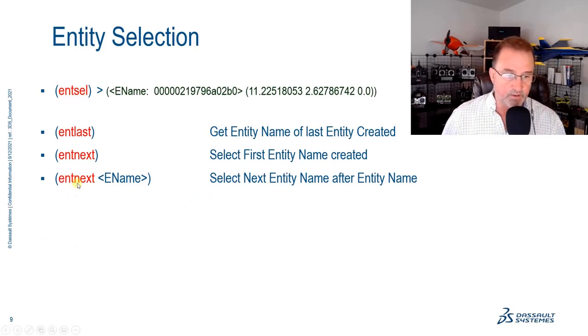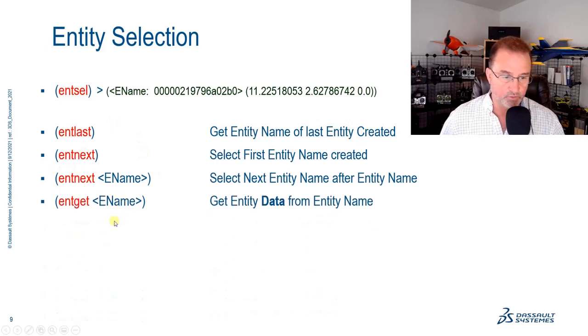We can use entNext to do that, using the previous selected object or entity. So there's those two. And then once we've selected this entity, or we have this entity name, let's say we want to get the data from that object or that entity. We use a function called entGet to grab the data from that object.